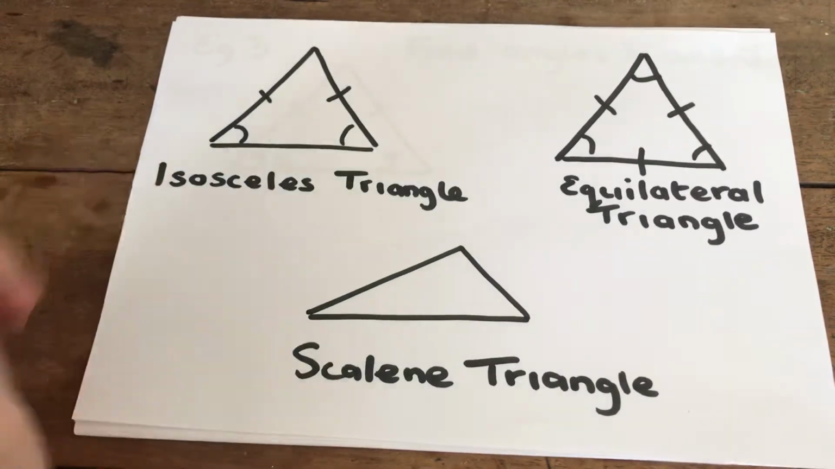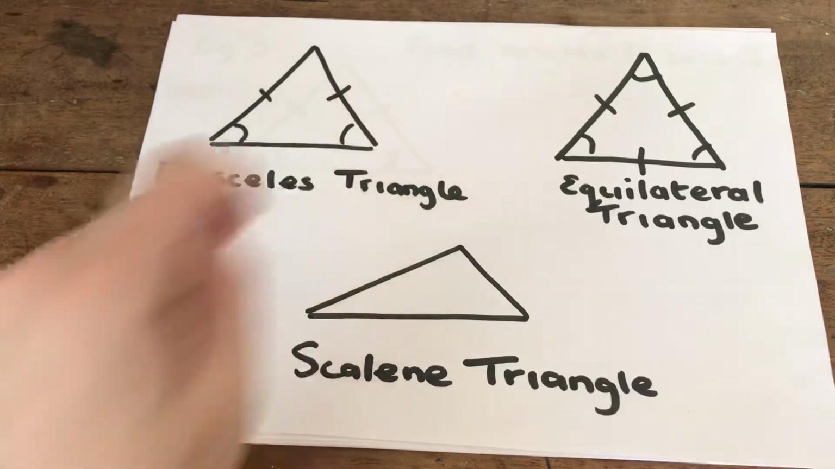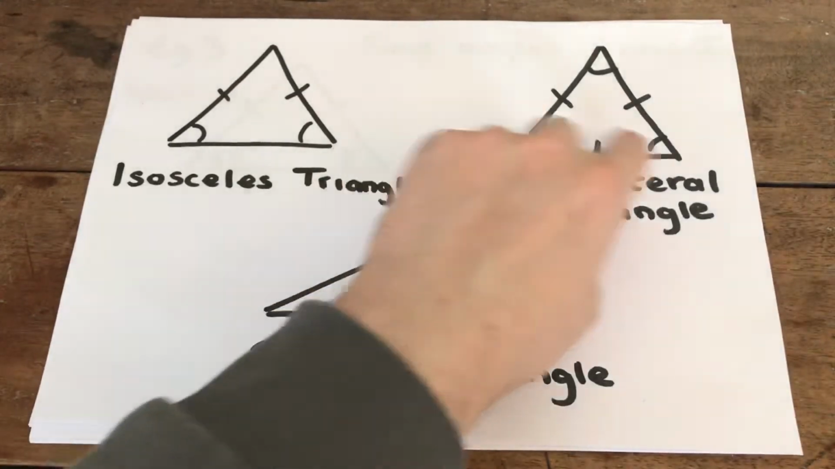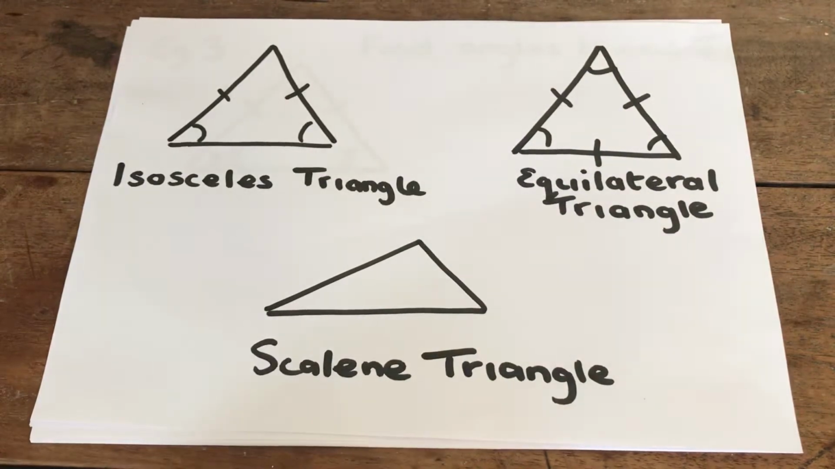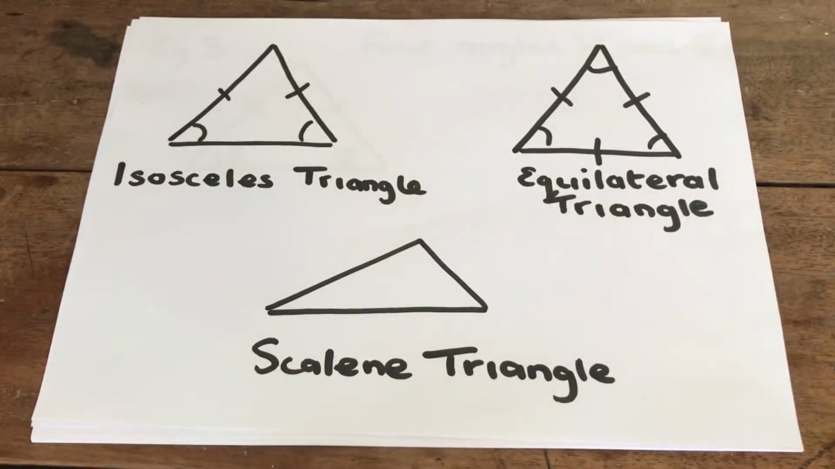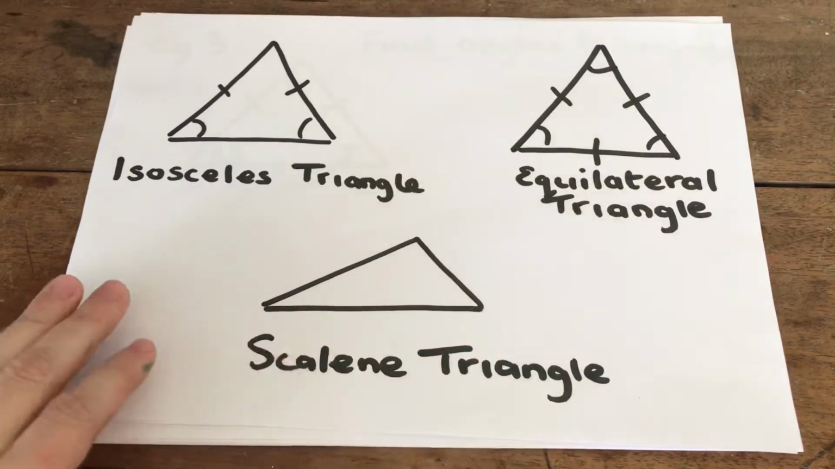So again, we've got three main types of triangles we're going to use. An isosceles triangle, which has two angles the same and two sides. An equilateral triangle, which has three angles the same. All of these angles are 60 degrees and three sides the same. And a scalene triangle, which has all of the angles different and all of the sides different.